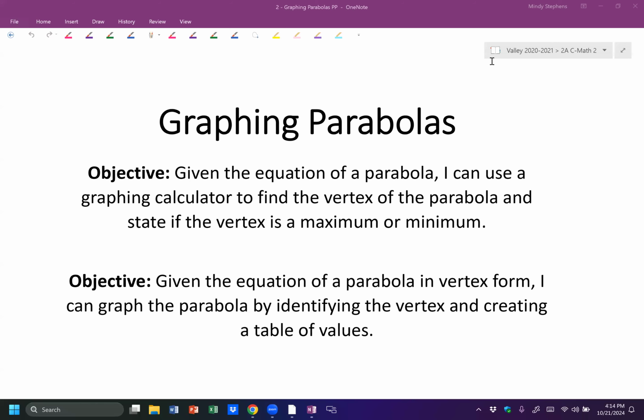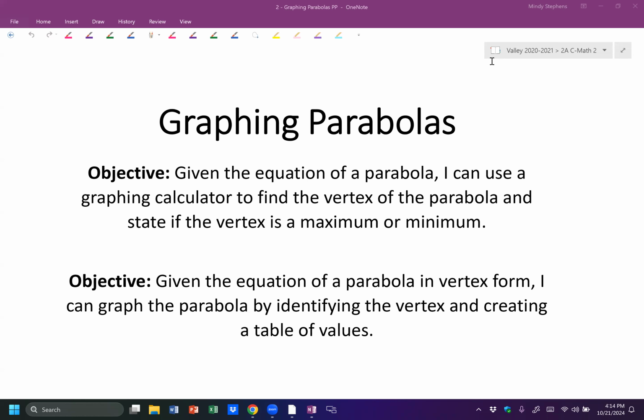In the last lesson, we learned what a parabola was, and we were also able to identify the vertex and whether the vertex was a maximum or minimum. So we're going to review that first. And then we're going to do that same thing with a different type of equation, and we're going to learn how to do it on the graphing calculator.